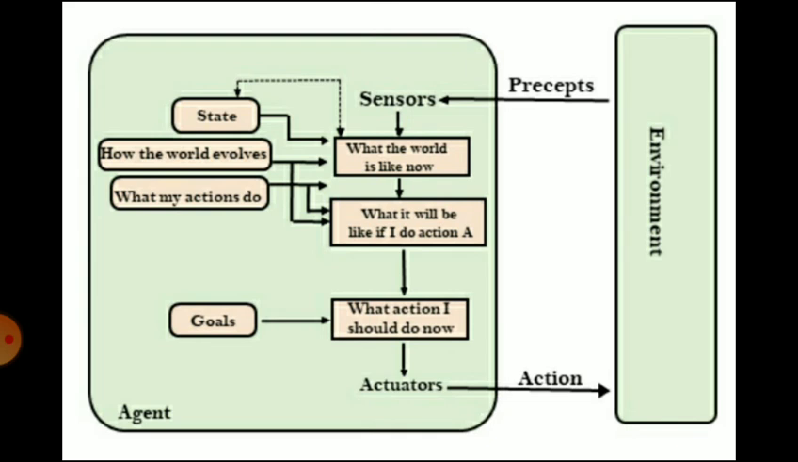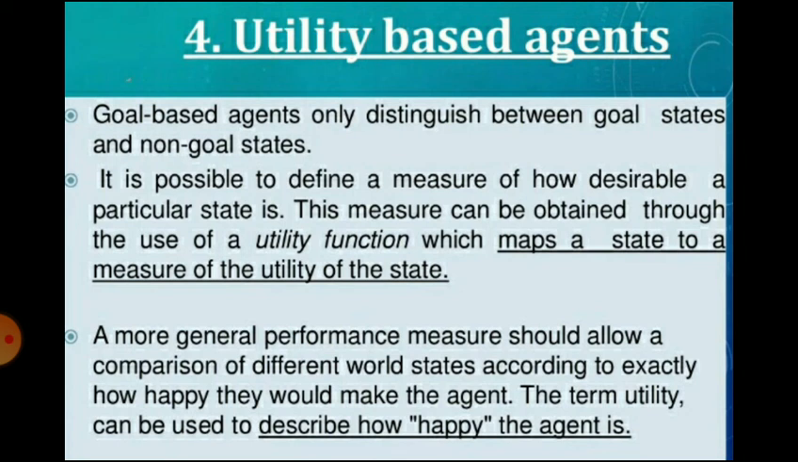And the extra element that is added, that is what it will be like if I do action A. So this block suggests that it is an extra element that will search and plan to achieve the goal by considering the current as well as the past history, and then the goal will be achieved with the help of actuators. Then utility based. The goal based agents only distinguish between goal states and non-goal states.